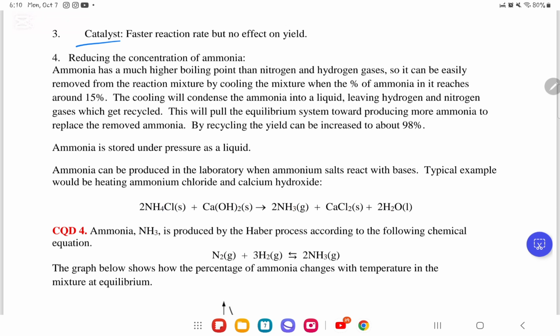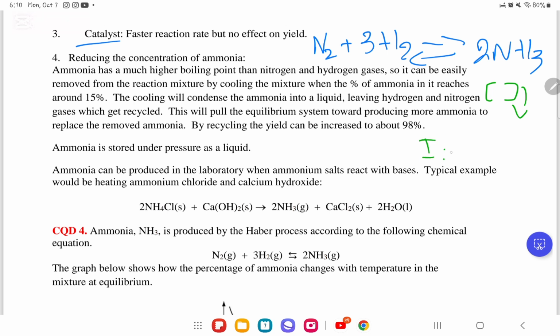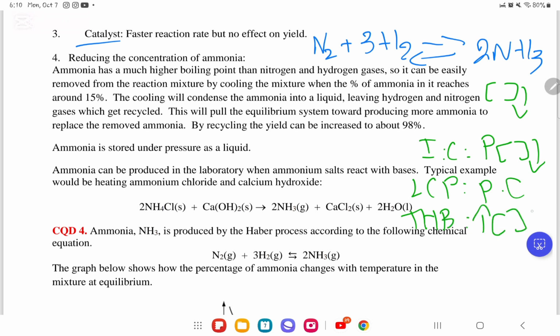Now, number 4, reducing the concentration of ammonia. So again, let's write our reaction. We have N2 plus 3H2 in equilibrium with 2NH3. If we decrease the concentration of our products, our imposed change is that product concentration decreases. According to Le Chatelier's principle, there is a partial counteraction. How does this happen? This happens by the total opposite of what our imposed change is, which is increasing the concentration of our products.